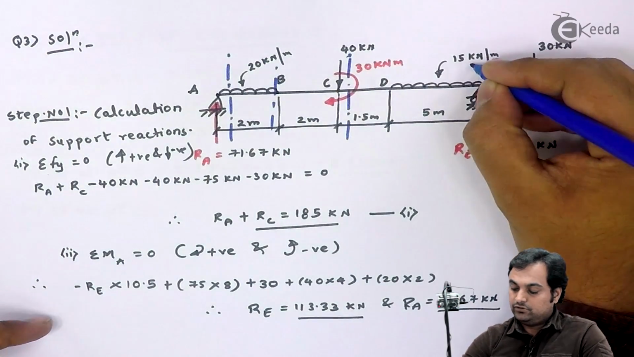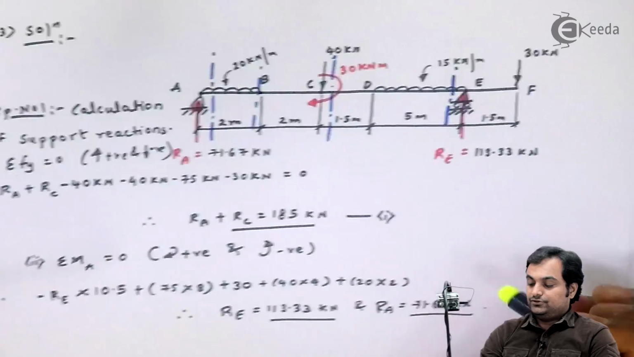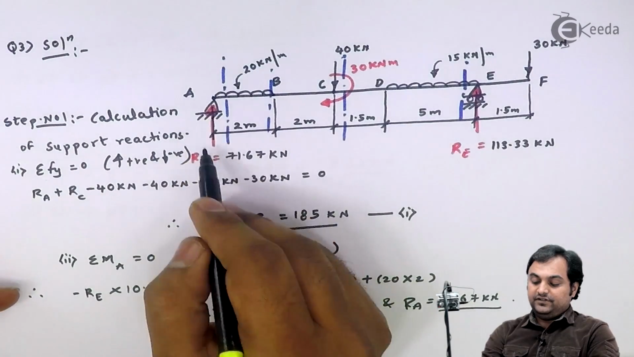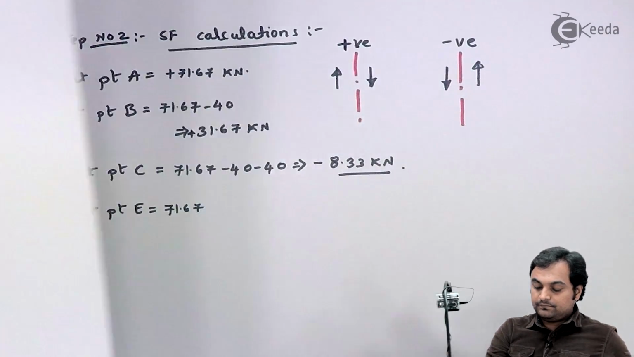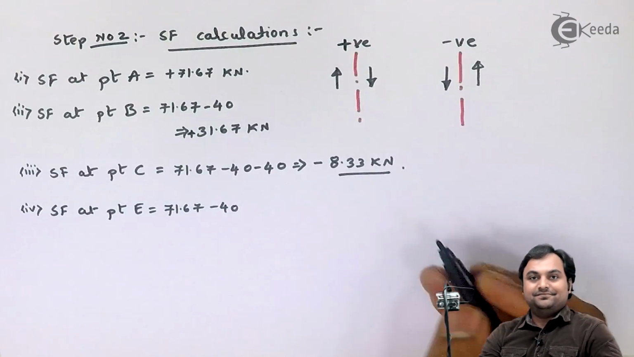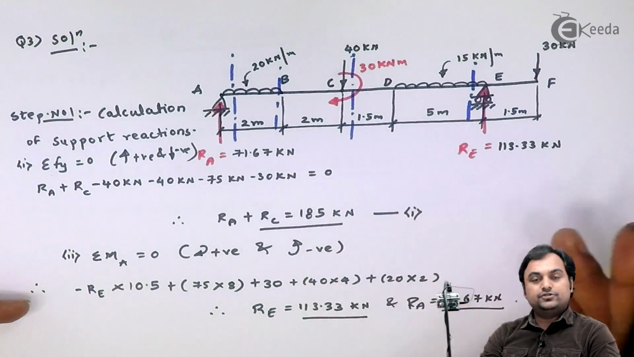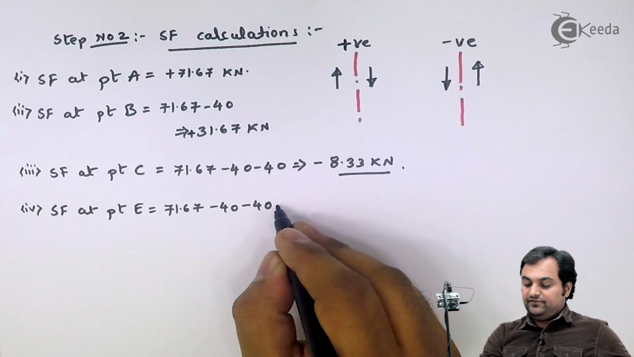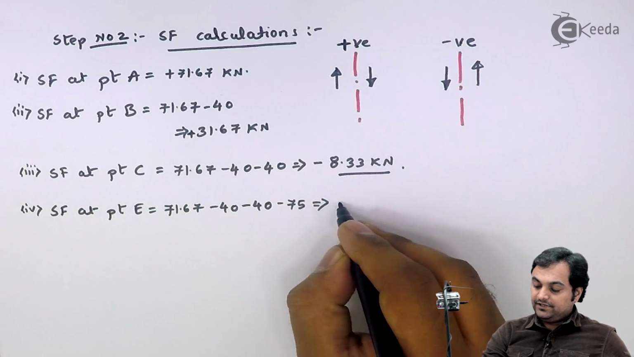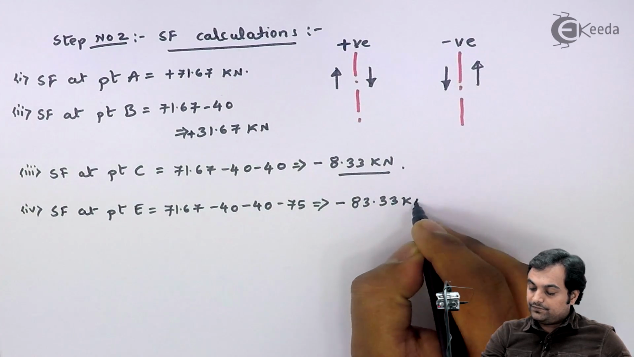At first to the left of E, where I am not considering reaction at E. So here I have SF at point E is equal to 71.67 minus 40, again minus 40, and then 15 into 5 downward, so again it is negative, so minus 75. So here I get my answer as minus 83.33 kilonewton.